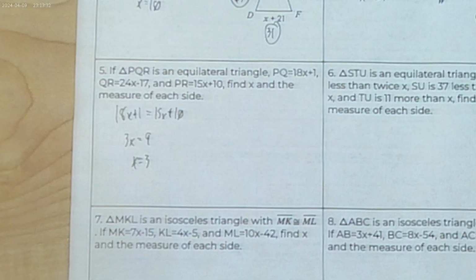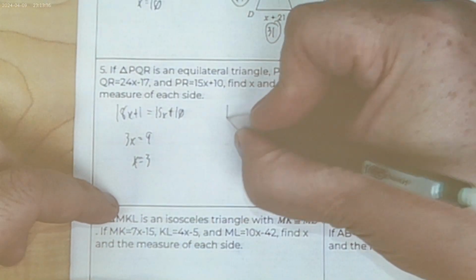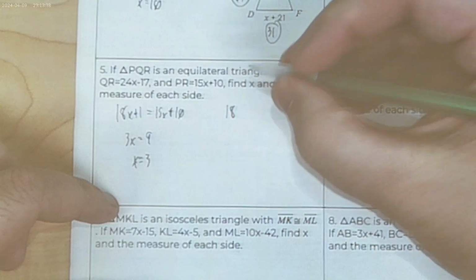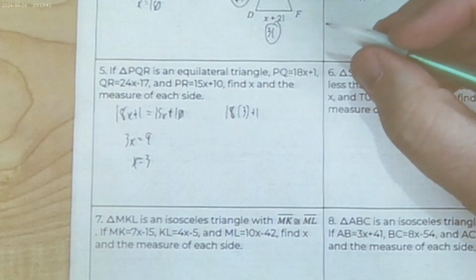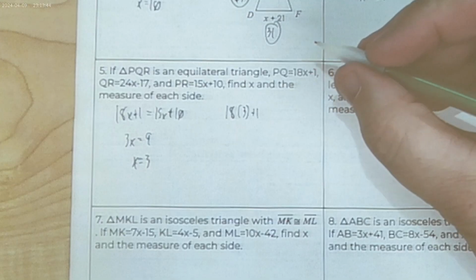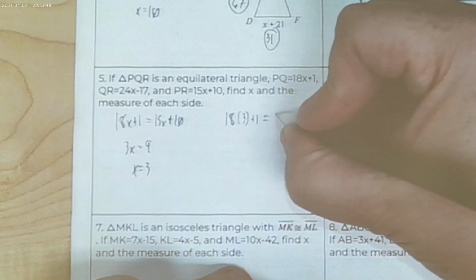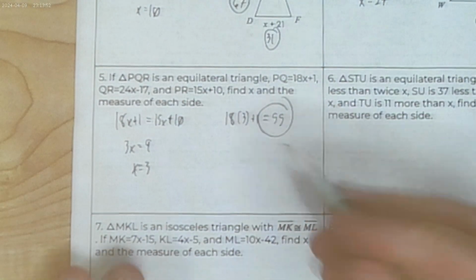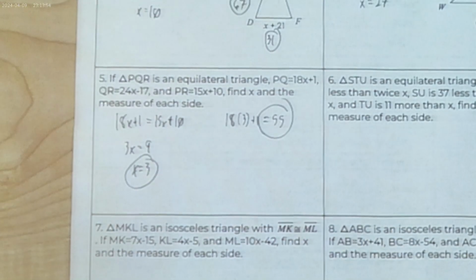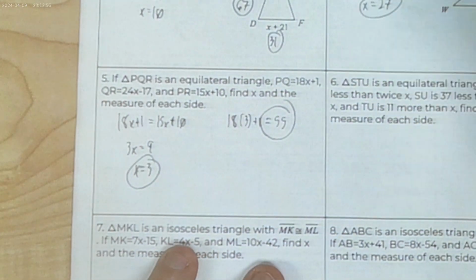So now all I have to do is plug this into one of these equations, and then I basically have the side. So 18 times 3 plus 1 equals 55. There, that's it. Find the x. Oh, find the x. There we go. And oh, I forgot that.